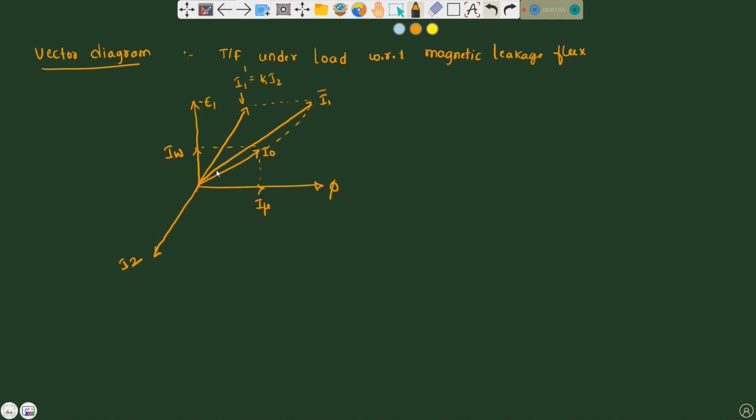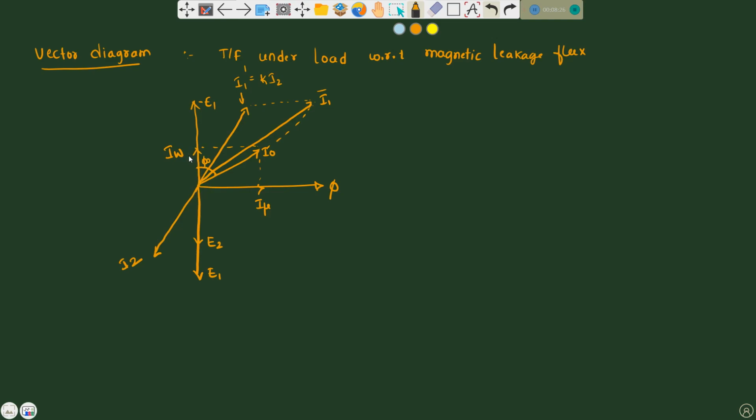Here, this angle will be phi naught. In order to satisfy Lenz's law, there will be EMF voltages with respect to the applied voltage, where the secondary EMF magnitude will be lesser than the primary one, correct?